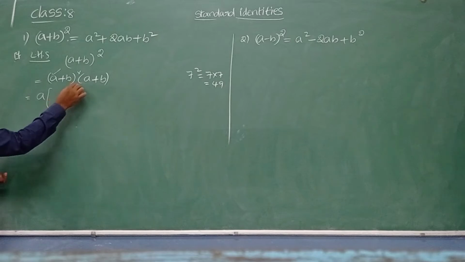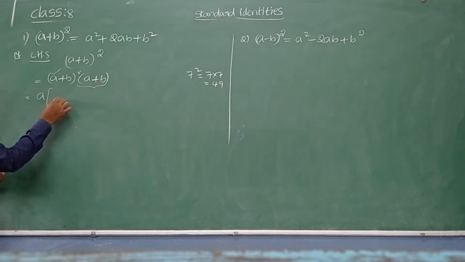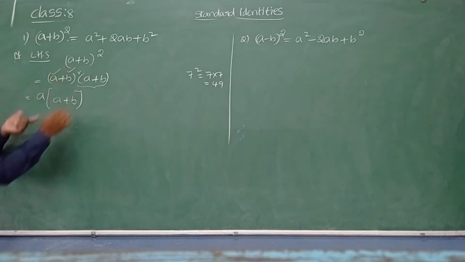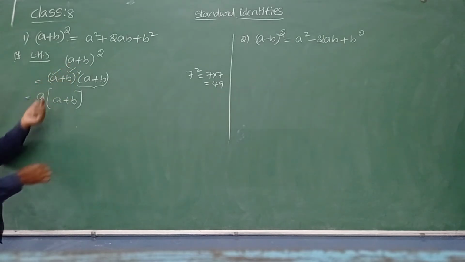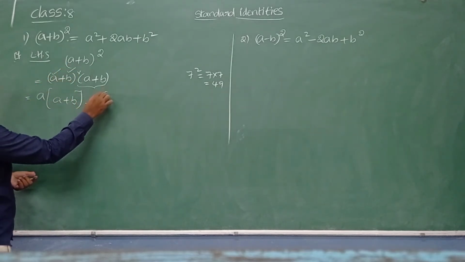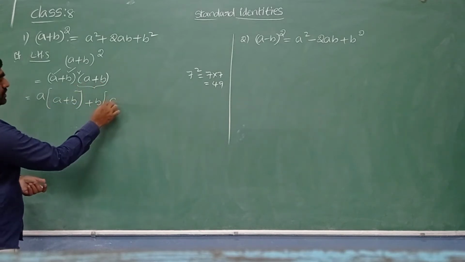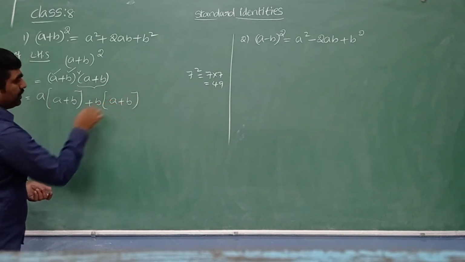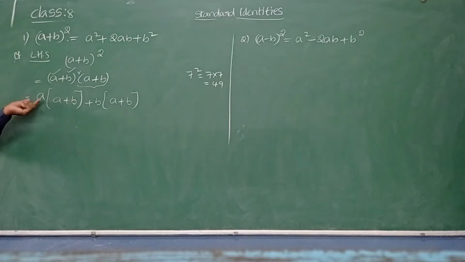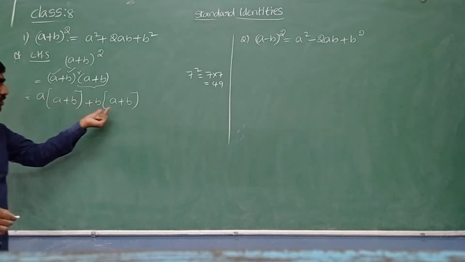Multiply it with the complete second binomial, which is A plus B. Next, take the second term of the first binomial along with its preceding symbol, which is plus B. Multiply it with the second binomial, A plus B. So it is like monomial into binomial, monomial into binomial.